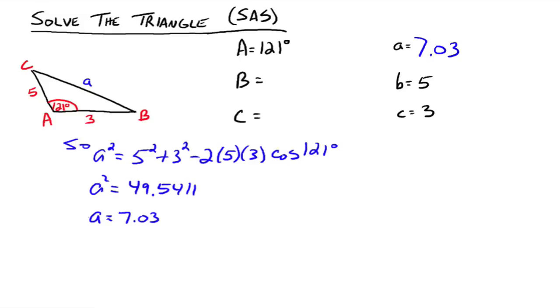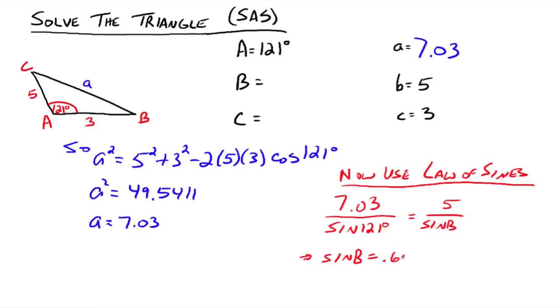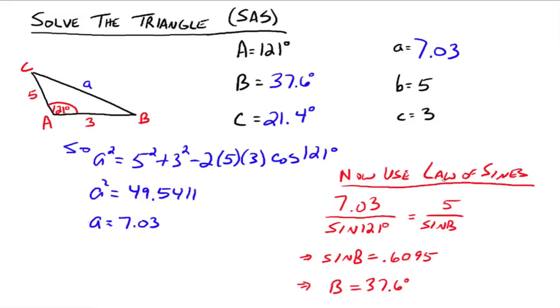And how do you think we're going to do that? Well, we're going to use the law of sines. So now use the law of sines, and we'll have 7.03 over the sine of 121 degrees is equal to 5 over the sine of B. That implies that the sine of B is going to be equal to 0.6095 when you isolate the sine of B, and that means that B is equal to 37.6 degrees. So now that we know angle A and angle B, we can get angle C, which would be 21.4 degrees. And now we've got all 6 parts of the triangle.